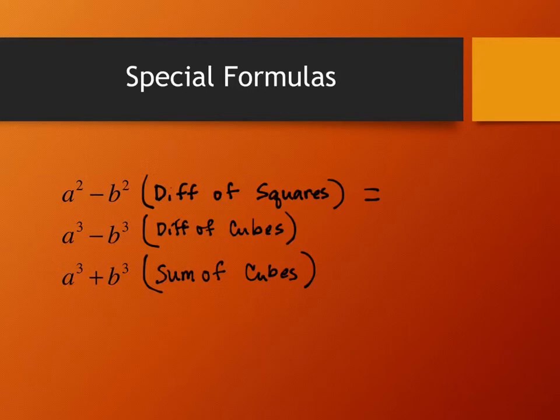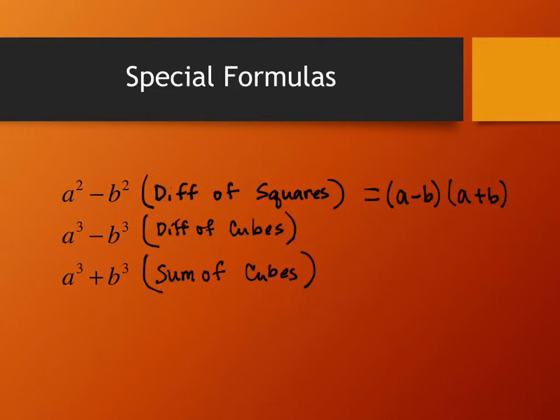So when I have a difference of squares, the way that it factors is a minus b, a plus b. Or if you want, you can put a plus b, a minus b. It doesn't matter. But you have the square root piece of each of the terms, right? So what's the square root of a squared? Well, a. What's the square root of b squared? B, right? And it's a difference, so I end up with one of them being a negative and one of them being a positive.